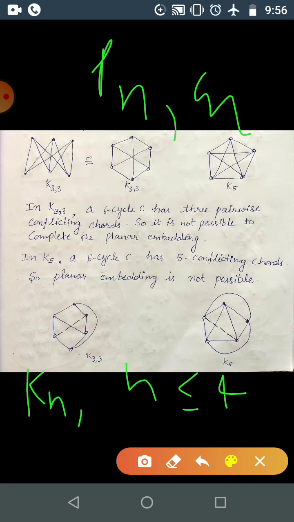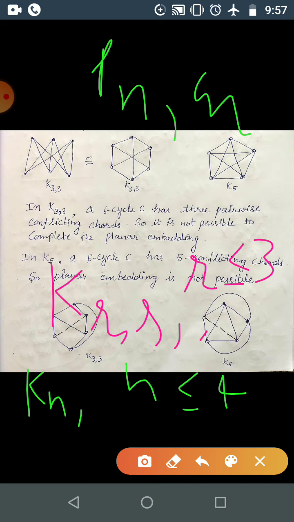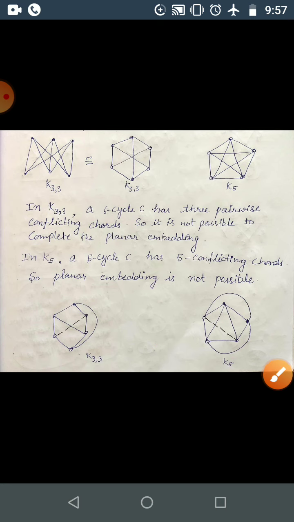And what about Kr,s? So Kr,s is planar for r less than equal to 3 and s less than equal to 2. That is, we are getting non-planar graph whenever at least r and s both are 3, correct? And whenever we are getting non-planar Kn, when n is at least 5, okay? And any graph which is containing a non-planar graph is also a non-planar graph, okay? The bigger part will be non-planar, okay?